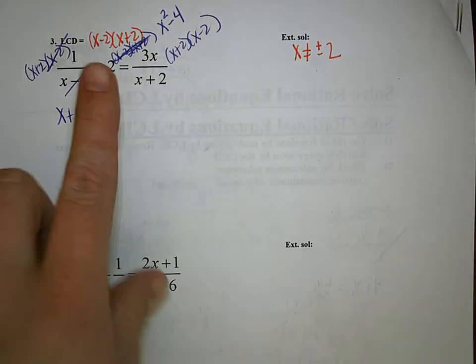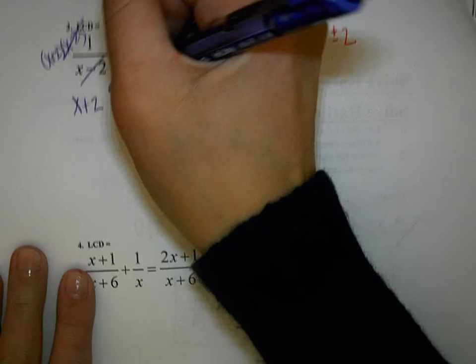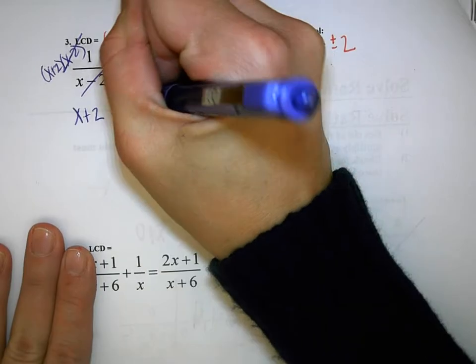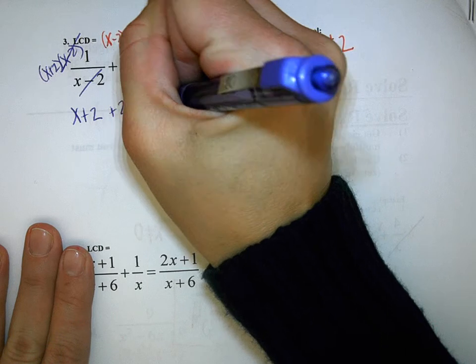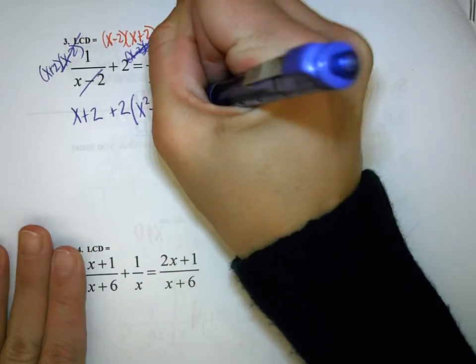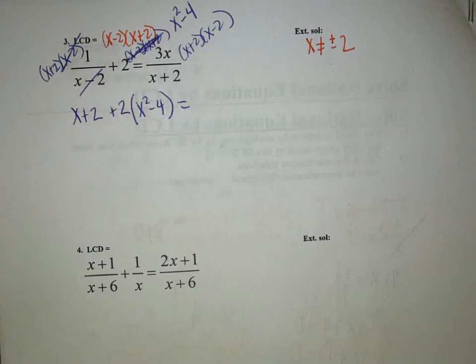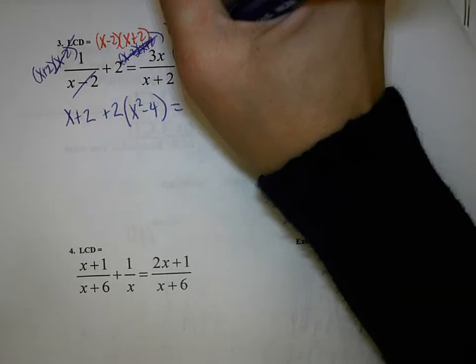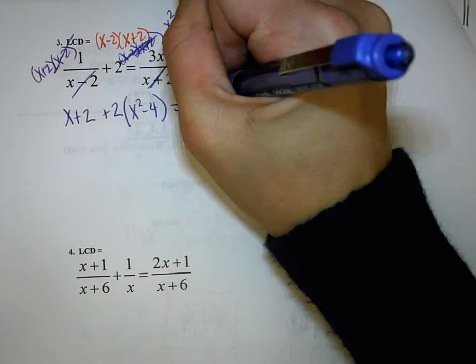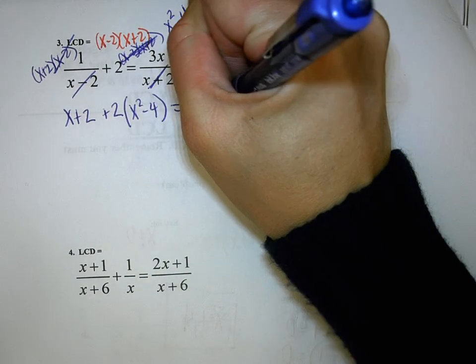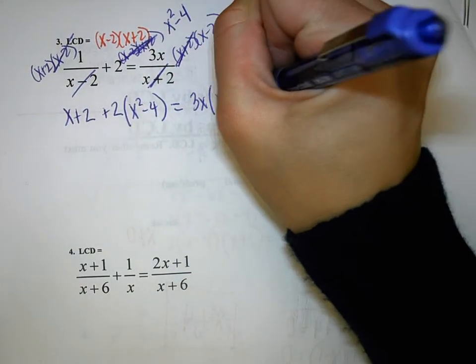So we're going to end up multiplying 2 times this, and I'm going to write it down just so that I don't end up messing up. So I'm going to write that as 2 times x squared minus 4, and we'll distribute it here in a minute. What's going to happen on that last fraction? Very good. And we're going to end up with 3x times x minus 2.